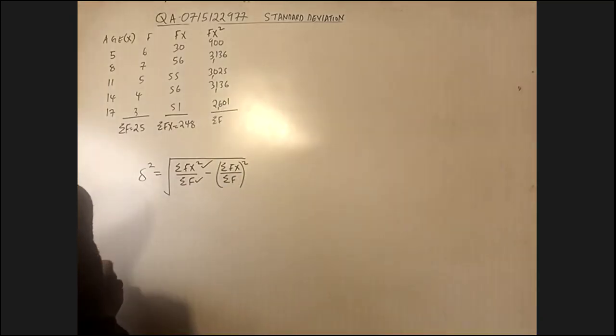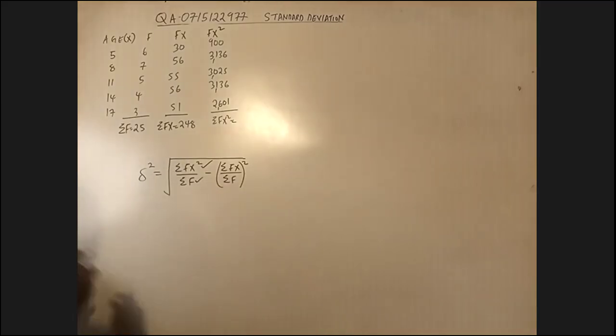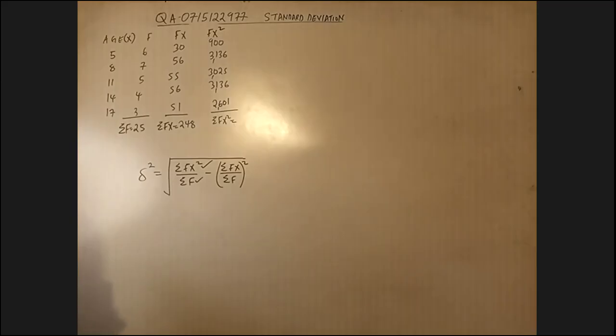I don't need the total. Because here I have fx squared, 900. Excuse me, sir. Yes. We're supposed to find the x squared first, then multiply by the f. So we should find the x squared first when we multiply by the f. We need the x squared. Okay, yes, you are correct.